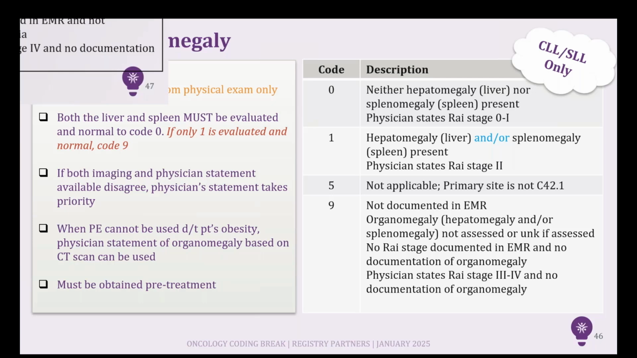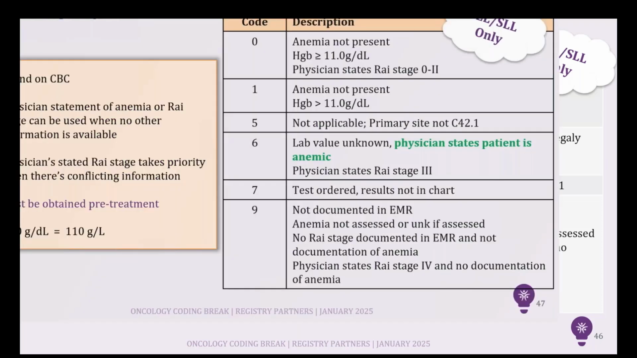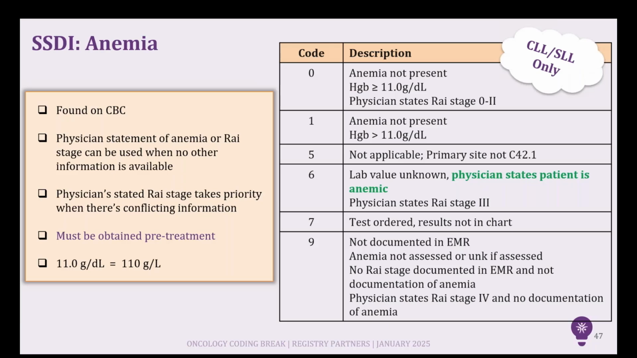Anemia is next. So for this SSDI, we're looking for hemoglobin results from the complete blood count. If there are no complete blood count results available, you can use a physician's statement of anemia or absence of anemia or rise stage as a substitute. Again, this should always be pre-treatment. And we have a conversion if needed. 11 grams per deciliter is equal to 110 grams per liter. Just to remind you in case you need to convert the results from your CBC.